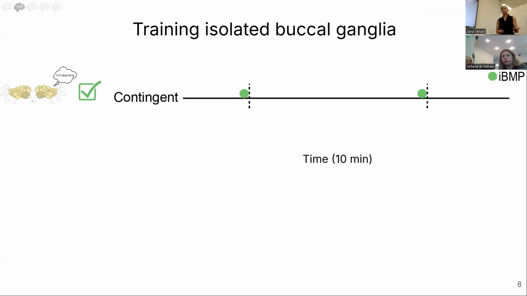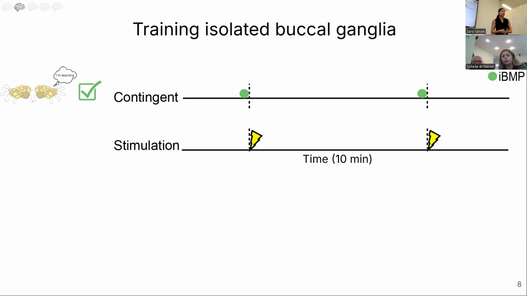With the first preparation that we have that we've isolated, this is called the contingent. Following every ingestion pattern, we note the time period that the ingestion pattern ended, and then we stimulate the esophageal nerve, which releases dopamine across the ganglia. So this way, the preparation is contingent upon receiving dopamine following an ingestion pattern.